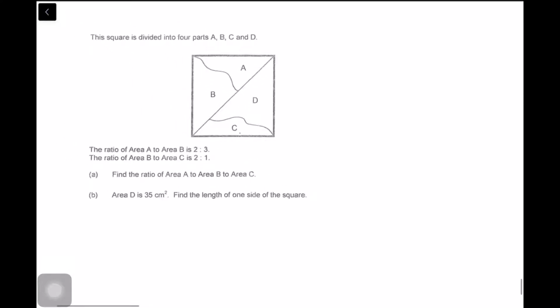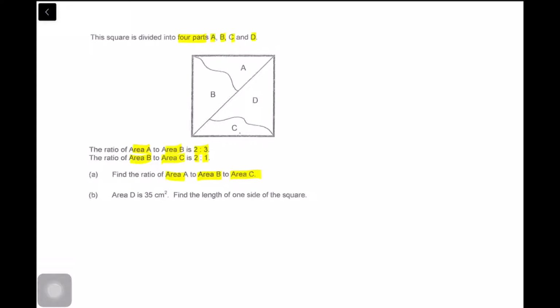This square is divided into four parts, A, B, C and D. The ratio of area of A to area B is 2:3, and the ratio of area B to area C is 2:1. Part A: Find the ratio of area A to area B to area C.